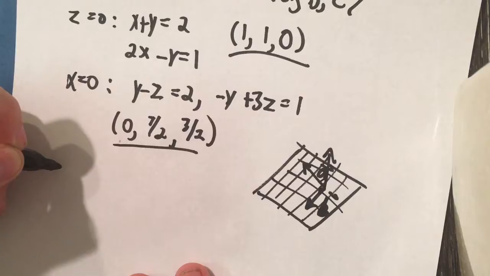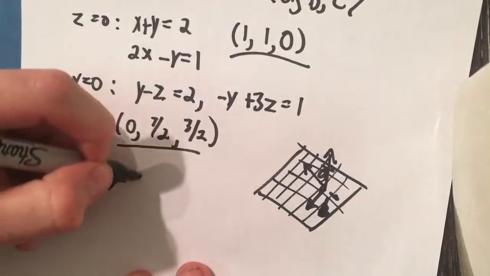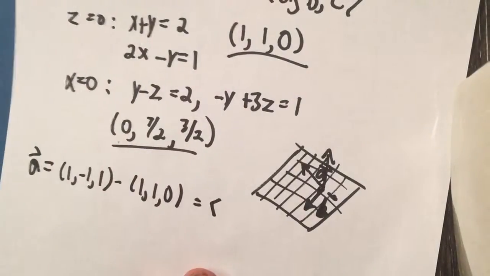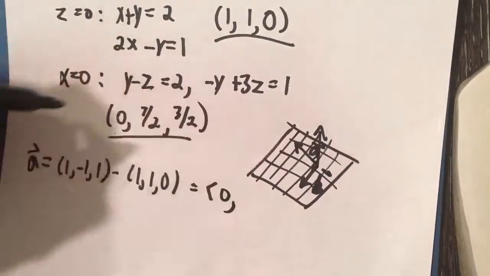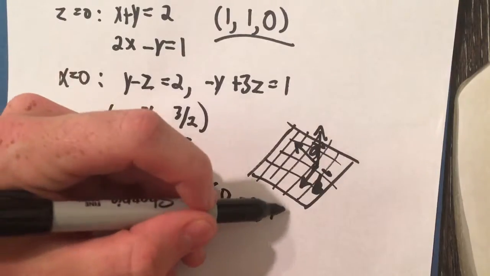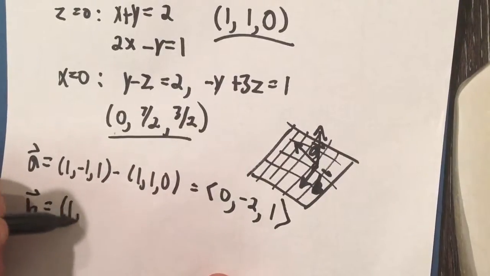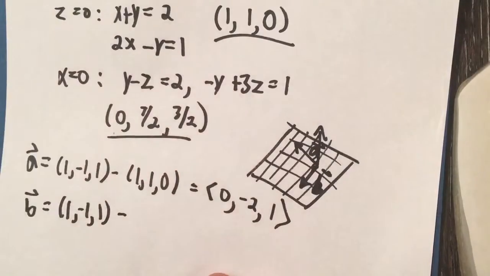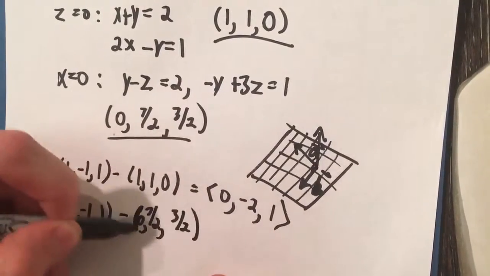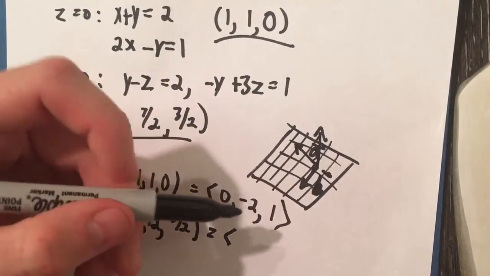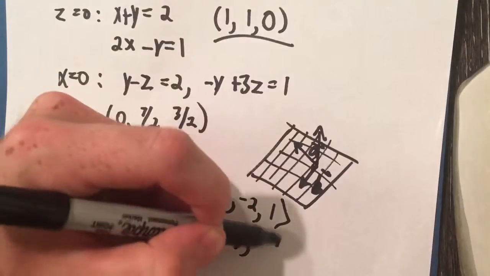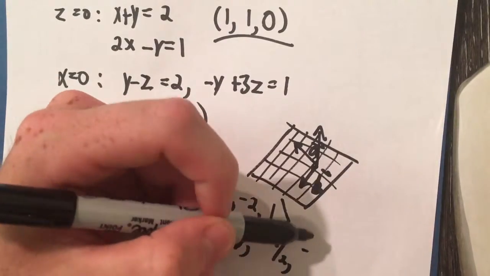Subtracting these points, you would get (1, -1, 1) minus (1, 1, 0), which equals vector A, and that would be (0, -2, 1). Vector B would be the same point (1, -1, 1) minus our second point, (0, 7/2, 3/2). And when you solve that, you would not get 0, you would get 1. I'm sorry about that. So (1, -9/2, -1/2).